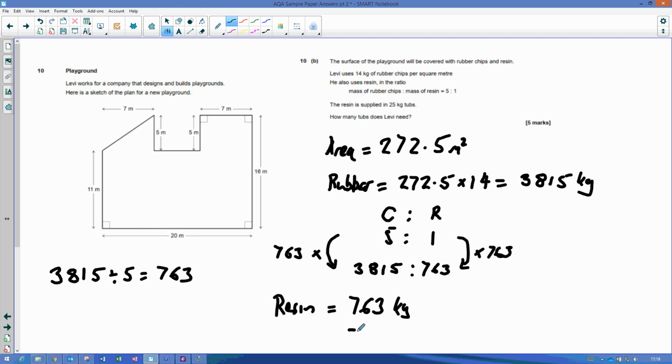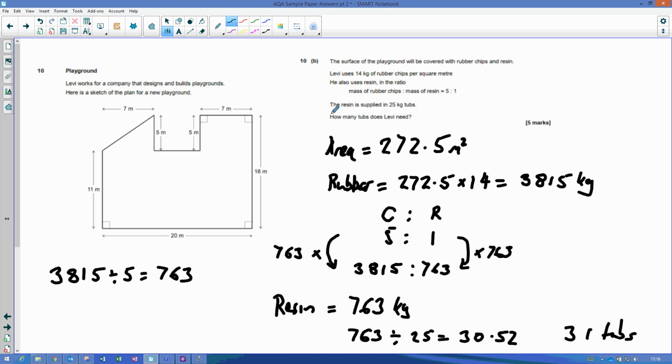So I need to find out how many tubs in 763. So that's another division sum. Again, I do this on my calculator and I get an answer of 30.52. But I can't buy part of a tub. I've got to buy whole tubs. So my answer is going to be 31 tubs. And there you go.